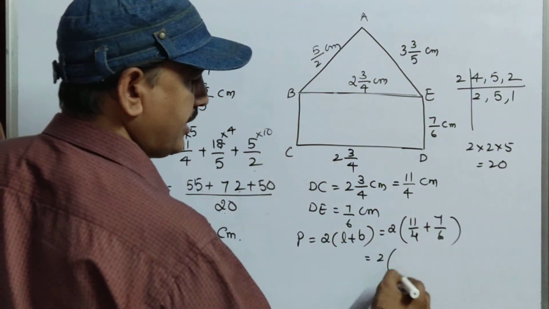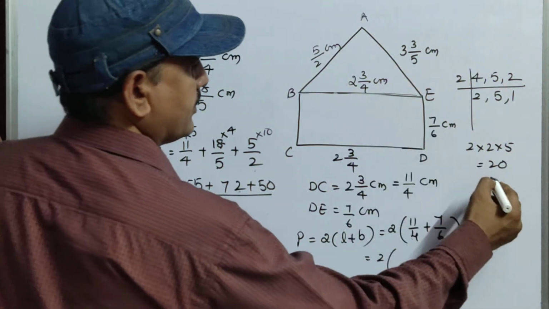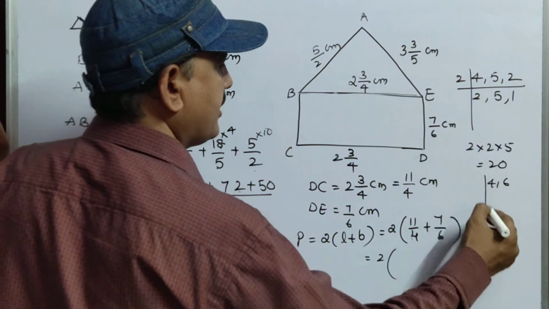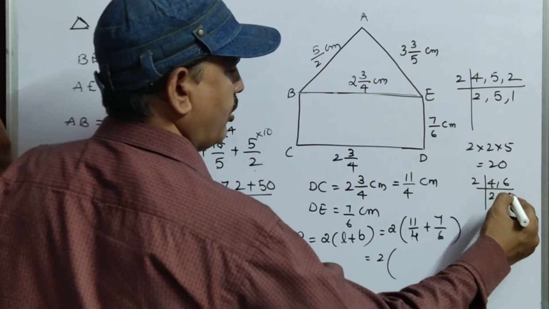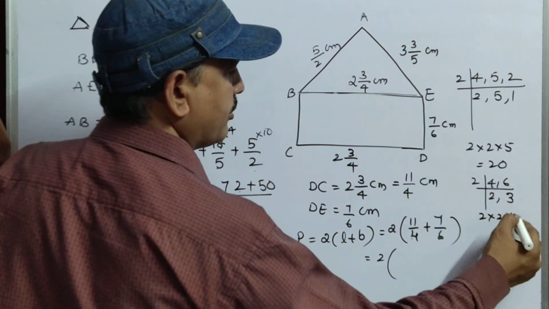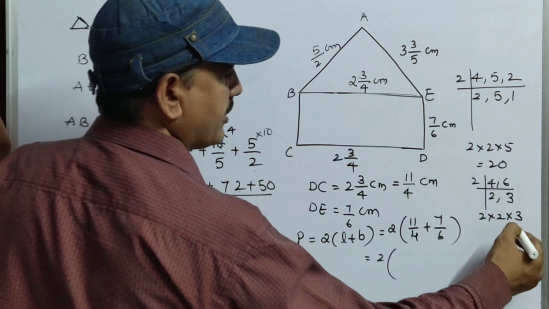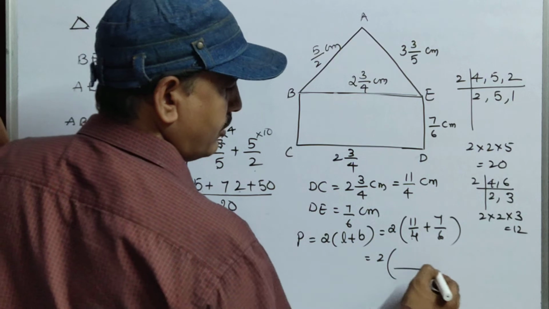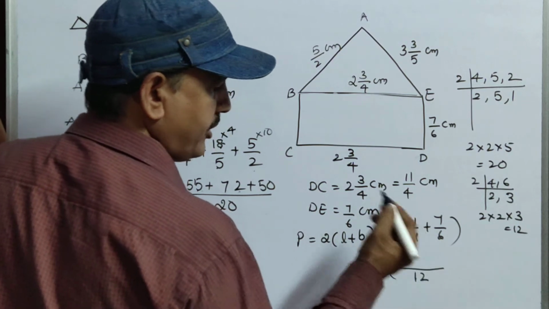Now find the LCM for 4 and 6. 2 2s are 4, 2 3s are 6. That is 2 into 2 into 3. 2 2s are 4, 4 3s are 12. So the LCM is 12.